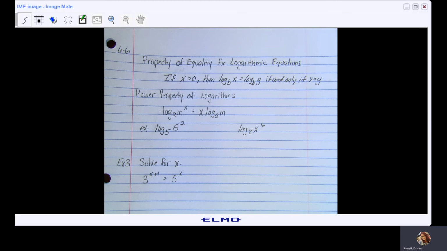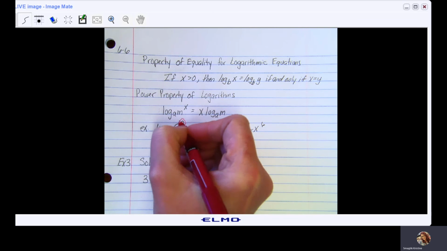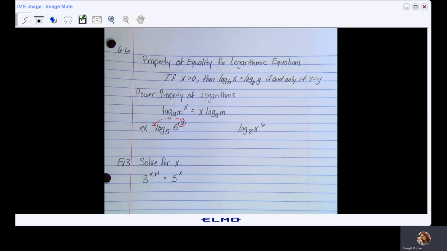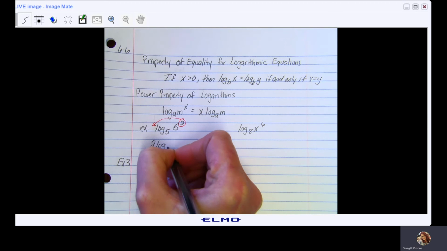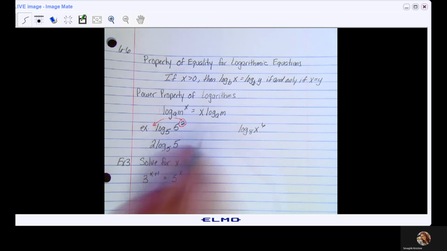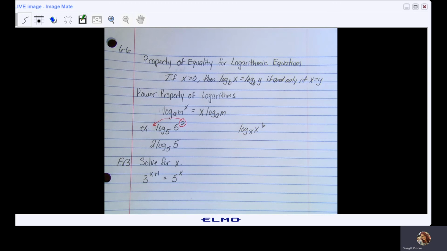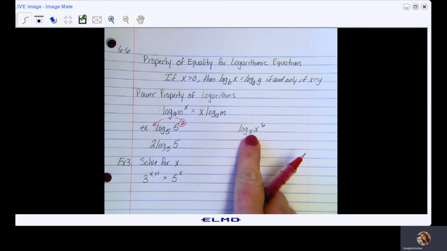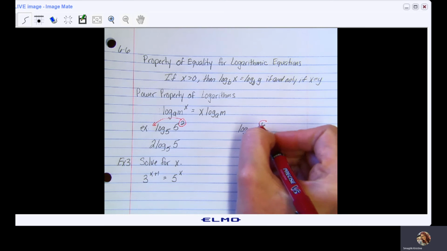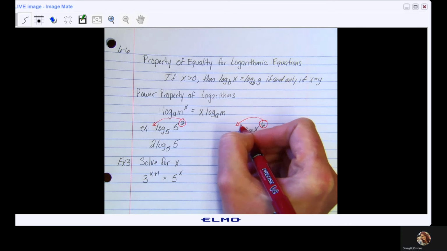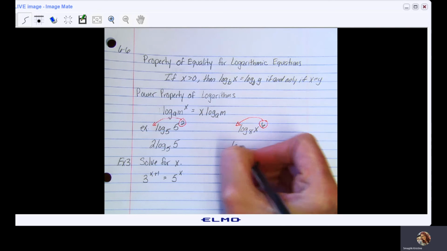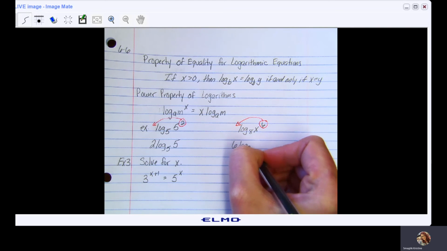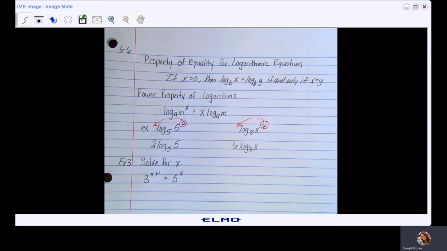So log base 5 of 5 squared, what I'm going to do is I would just take this exponent and move it out front. This could be written as 2 log base 5 of 5. And now here, log base 8 of x to the 6th. Again, you take that exponent and you just move it out. So this would be 6 times log base 8 of x.